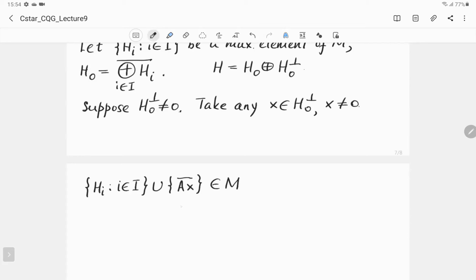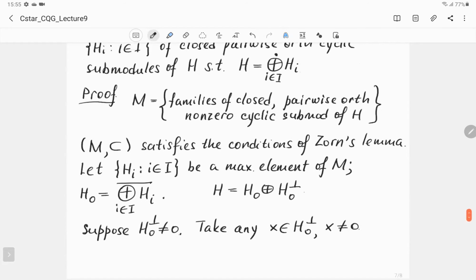And it contains little x because our initial module is assumed to be essential. So this family sits in M, and obviously it is strictly bigger than HI. And this is a contradiction, because our family HI is assumed to be maximal. So this contradiction shows that the orthogonal complement is trivial. And so H becomes the Hilbert direct sum of the family HI.